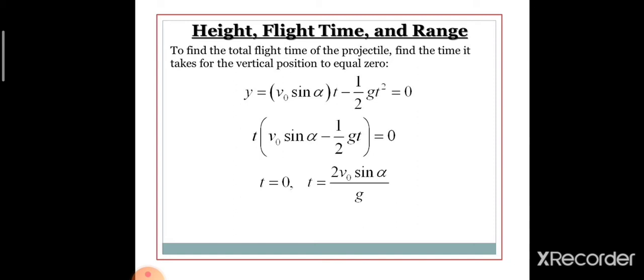Taking t as a common factor, we can write t into v0 sine theta minus half gt is equivalent to 0. From which we can write either t is equivalent to 0 or t is equivalent to 2 v0 sine theta by g, or 2 u sine theta by g, which is the equation for time of flight.